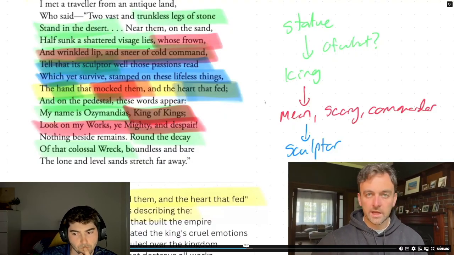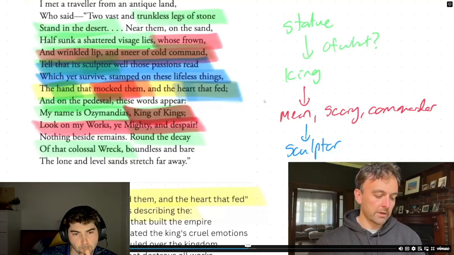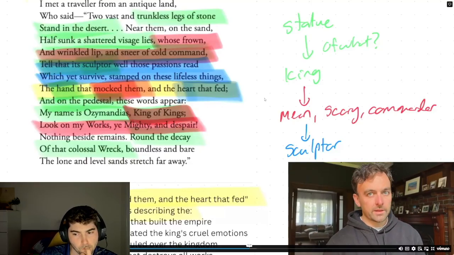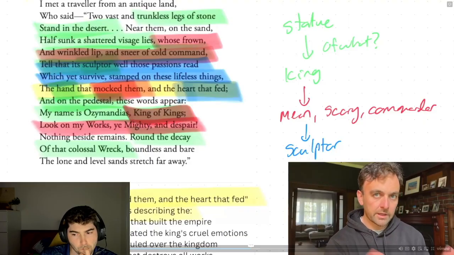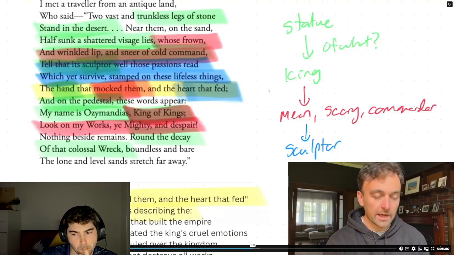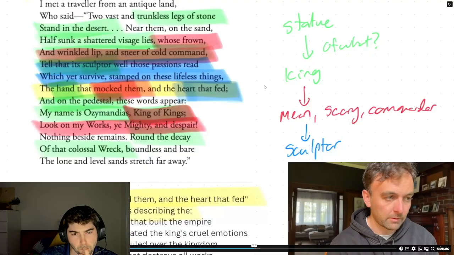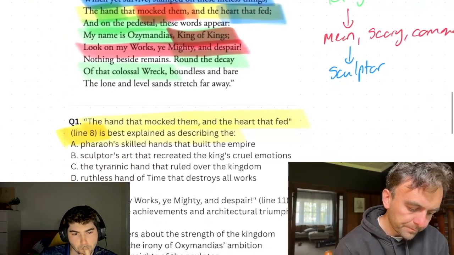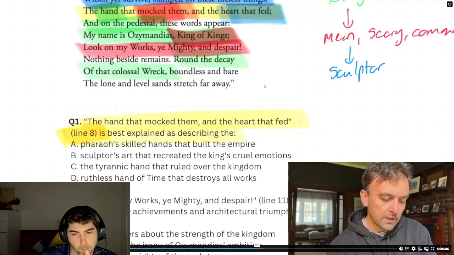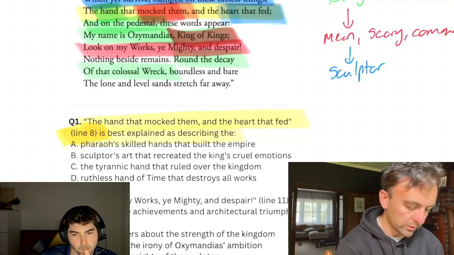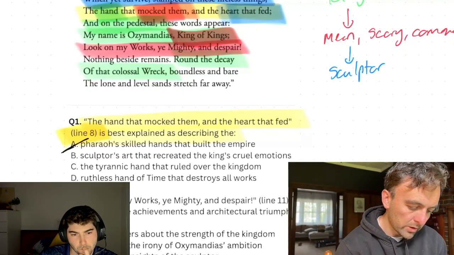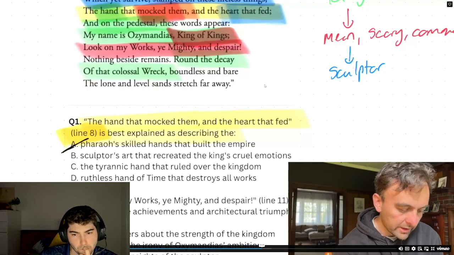So I don't really see any contextual clues here, but we have this idea of this mean, scary king. Could they be mocking the sculptor? I think that absolutely fits. And if it absolutely fits, if everything aligns, you can take that more explicit meaning, which is that it's just mocking the sculptor. So that's our opinion, and then we're comparing that to the answer options. So is it the pharaoh's skilled hands that built the empire? Well, no, that's ignoring some of the implicit clues, I think. So I don't think it's A. Is it mocking the sculptor's art that recreated the king's cruel emotions? I think that looks quite good.